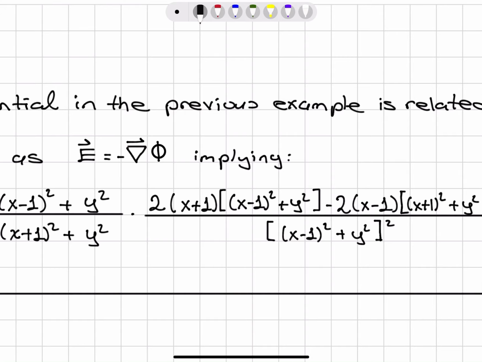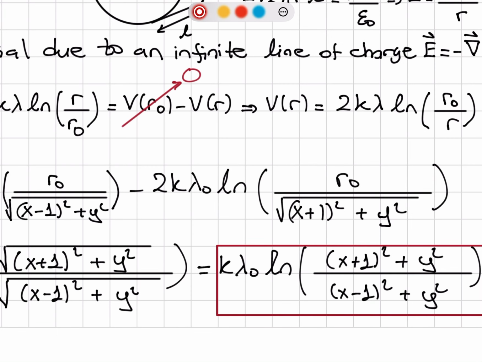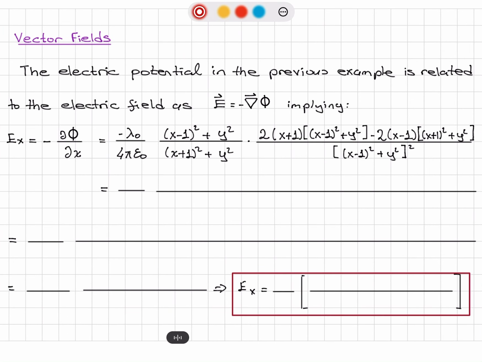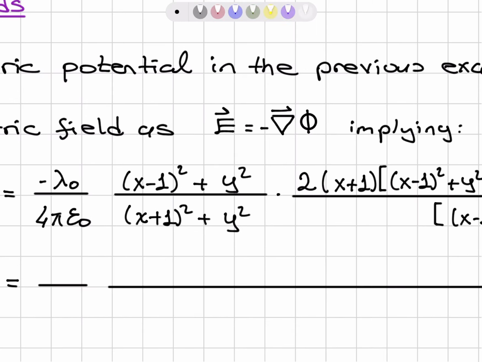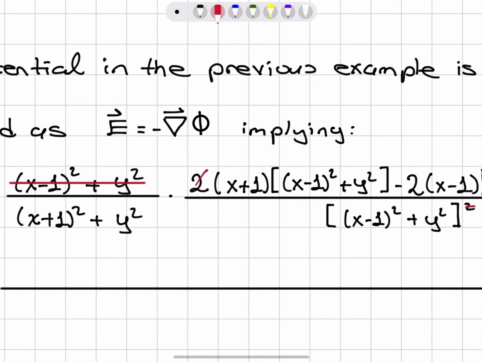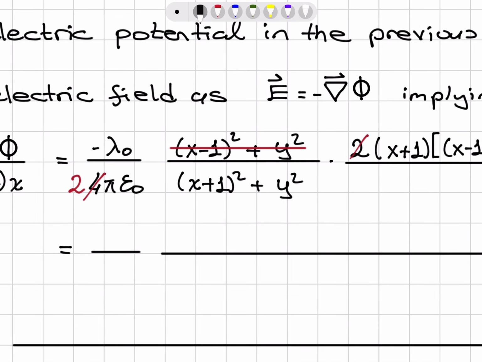So let's check what we did here. We're taking the derivative of the top, multiplying it by the bottom, and then we're subtracting the derivative of the bottom, multiplying it by the top, and then divided by the bottom squared, so that's the derivative of inside, and then we take 1 over the function due to the natural logarithm, and that's going to give us the partial derivative with respect to x. Okay, and now we can see that one of these x minus 1 squared plus y squared terms will cancel, so that will get rid of the square here, and this 2 will get rid of this 4 and make it 2, and this is going to give us minus lambda 0 divided by 2 pi epsilon 0.